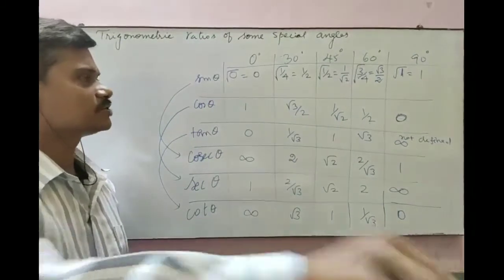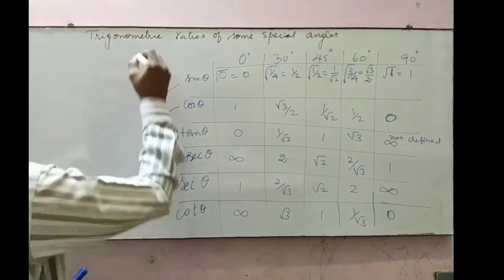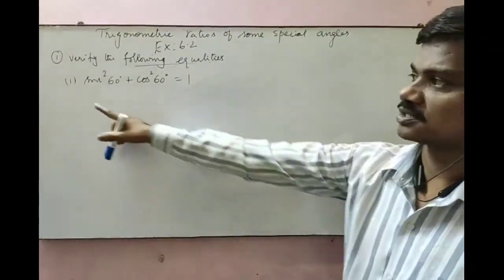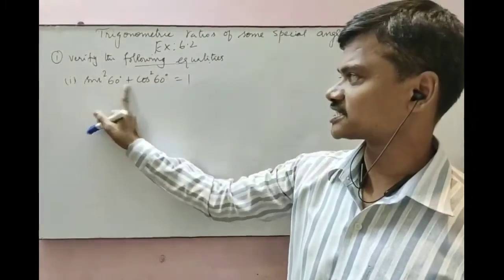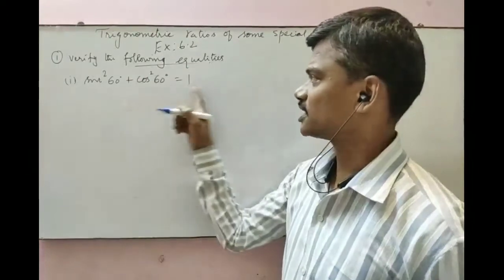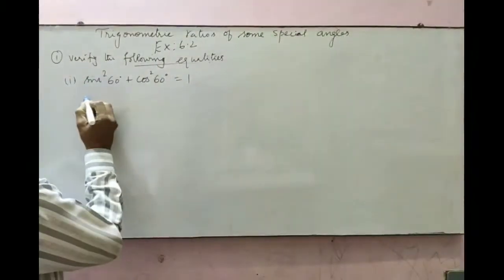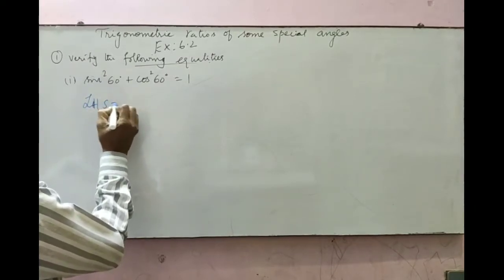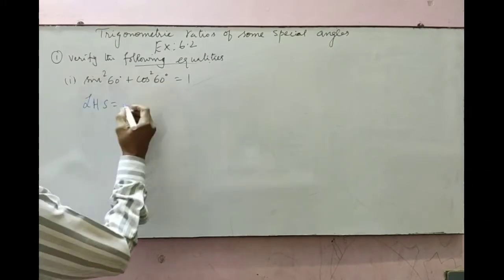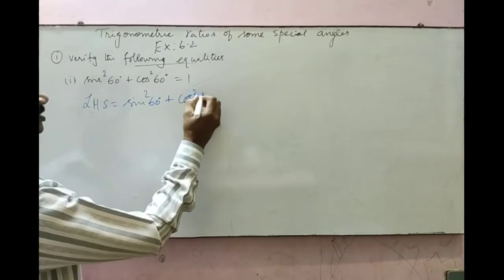Okay, using those values now we are going to do the exercise 6.2. In exercise 6.2, verify the following equalities. In the first subdivision is sin square 60 plus cos square 60 equal to 1. So we have to take the left hand side and we have to verify the right hand side, that is equal to 1. So first I am going to write the left hand side, that is LHS. L means left hand side. Sin square 60 degree plus cos square 60 degree.